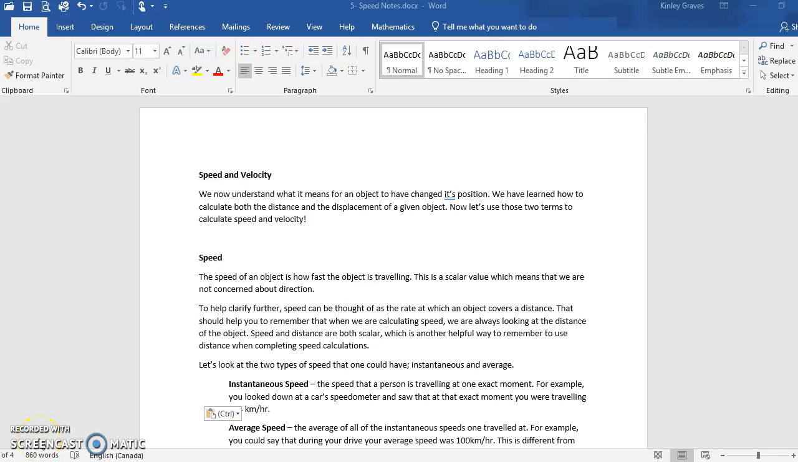Hi grade 10, so today we are going to be looking at speed and velocity. We're moving on from distance and displacement, but because physics right now is such a building unit, we are definitely going to be using distance, displacement, and having to understand what scalar and vector are. If you ever need, go take a look back in your notes, make sure you understand those different terms, because like I say, it's really going to build, especially starting today when we look at speed.